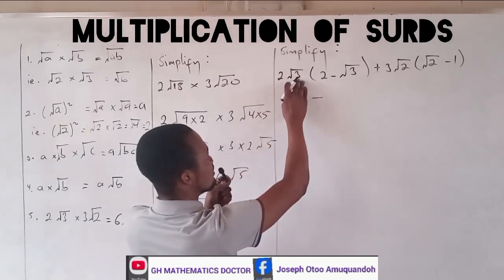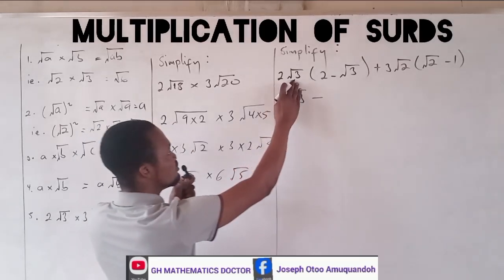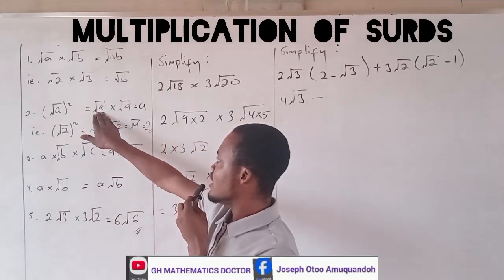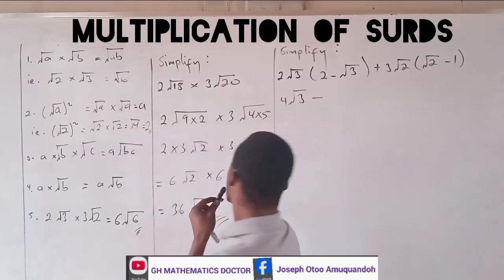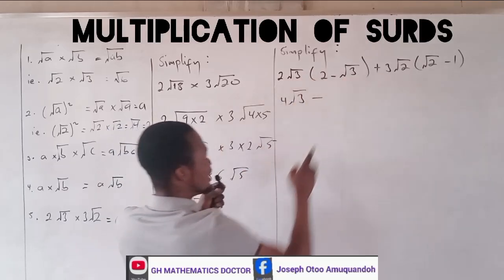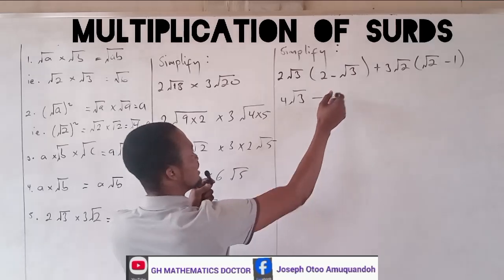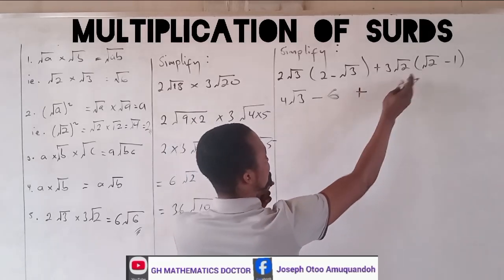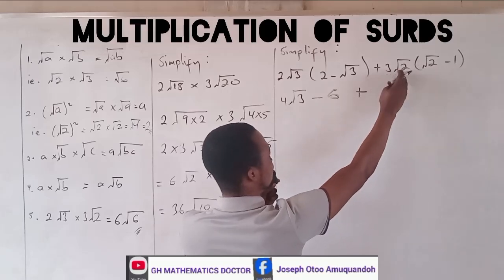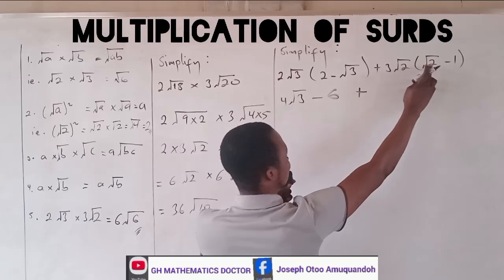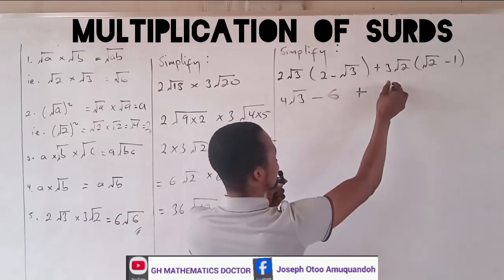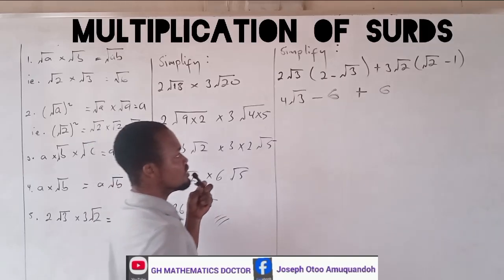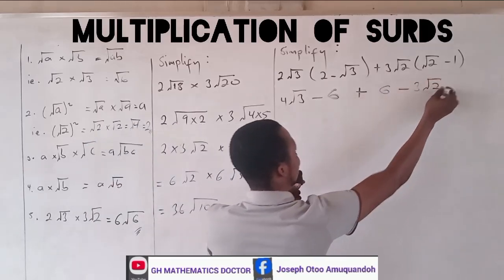Then 2 root 3 times root 3, you know, when the roots are multiplying itself. For example, when you come to the second principle, we have root a times root a, that will give you the same number. So over here root 3 times root 3 will give you 3. So 2 times 3, and that will give you 6. Then we have to expand the next one, 3 root 2 times root 2. So root 2 times root 2 will give you 2, and 3 times 2 will give you 6. Then 3 root 2 times negative 1, and that will give you negative 3 root 2.